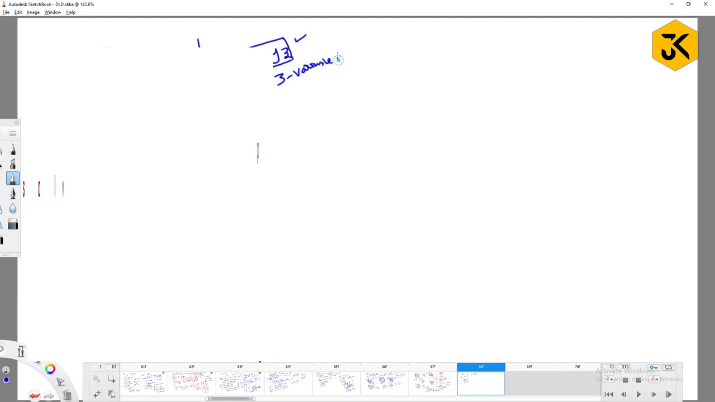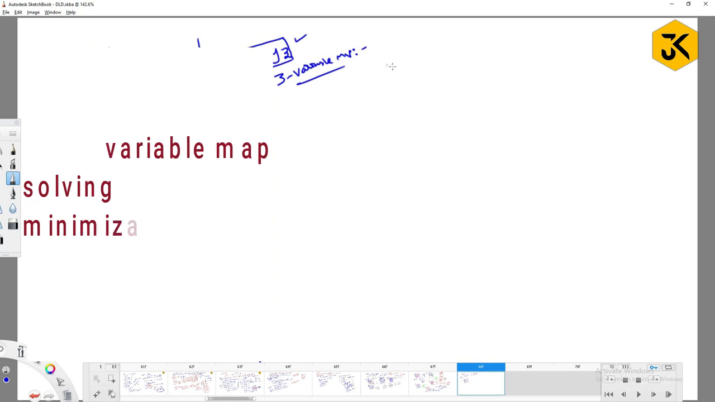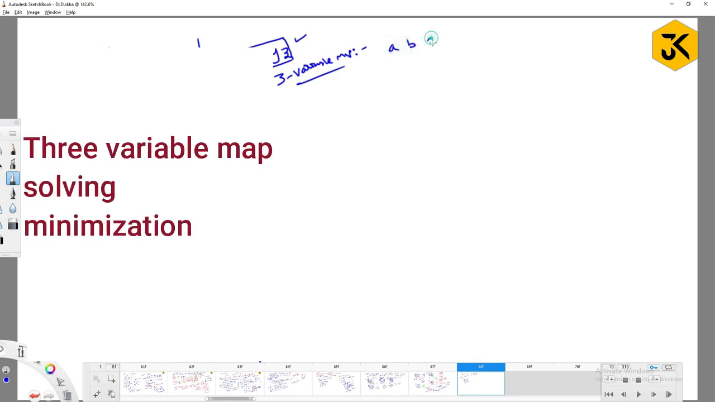Three variable map. What are the possible values you are going to get? A, B, C as inputs, right? If A, B, C are inputs, how many cells are you going to get? 2 cube cells you are going to get. If it is 2 cube cells, how can you represent them?